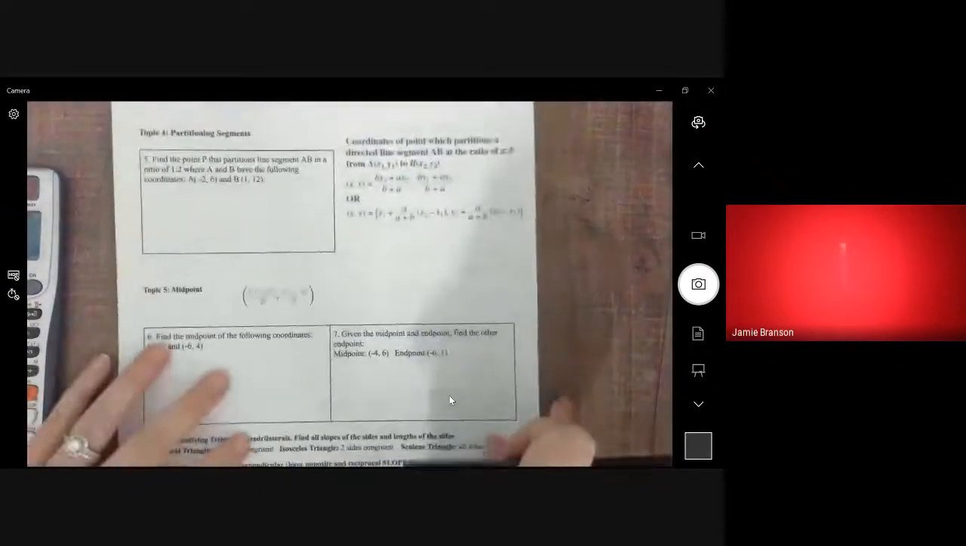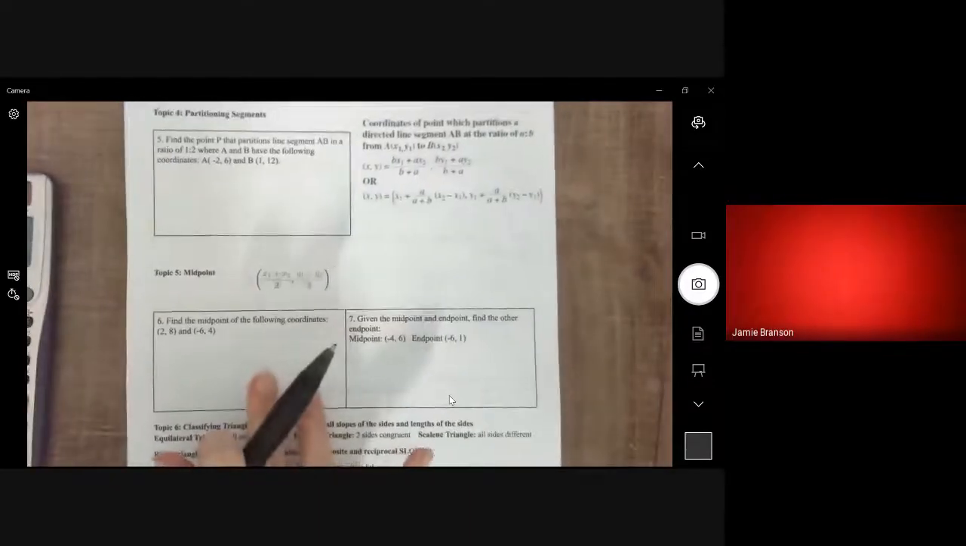Okay, so topic 4 was on partitioning. We only did 1 day of this, so if you were out, you may need this to try to catch up and know what's going on when I ask you these questions. Okay, so partitioning means like breaking your segment into different parts. So you have these 2 formulas to help you out over here on the side. We're going to use this one. Okay, just because it's a little bit easier and it kind of makes sense to what it means.